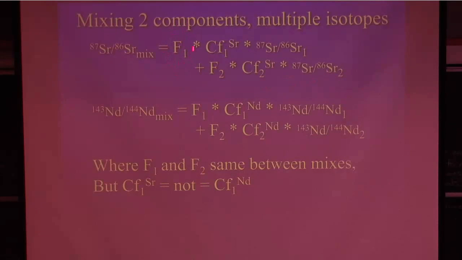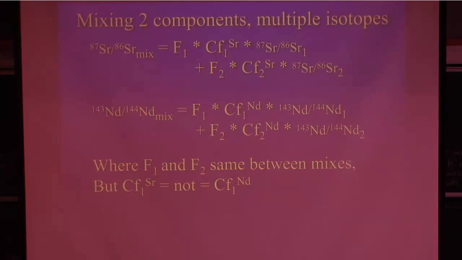So for the strontium of the mixture and the neodymium of the mixture, the fraction of the one component has to be the same, while the concentrations can be different. And then there's the second component, same fraction F2 for both of them, right? Because it's that 20 versus 80%. I'm adding 20% of granite. That means the 20% granite goes for both the strontium and the neodymium and whatever other isotopes. So fractions are going to be the same across the different isotopes, but the concentrations and the isotope ratios are going to be different.